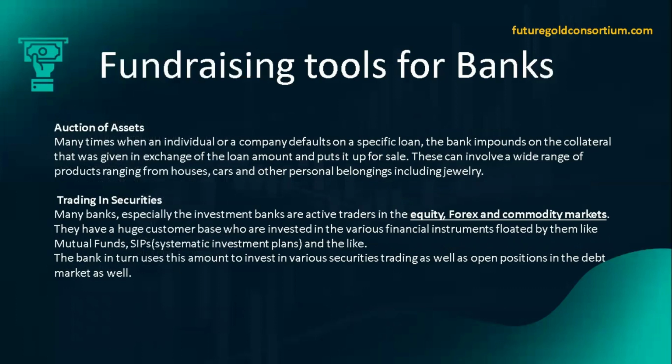Auctioning of assets. Many times when an individual or a company defaults on a specific loan, the bank will impound the collateral that was given in exchange for the loan amount and put it up for sale. These can involve a wide range of products ranging from houses, cars, and other personal belongings, including jewelry.